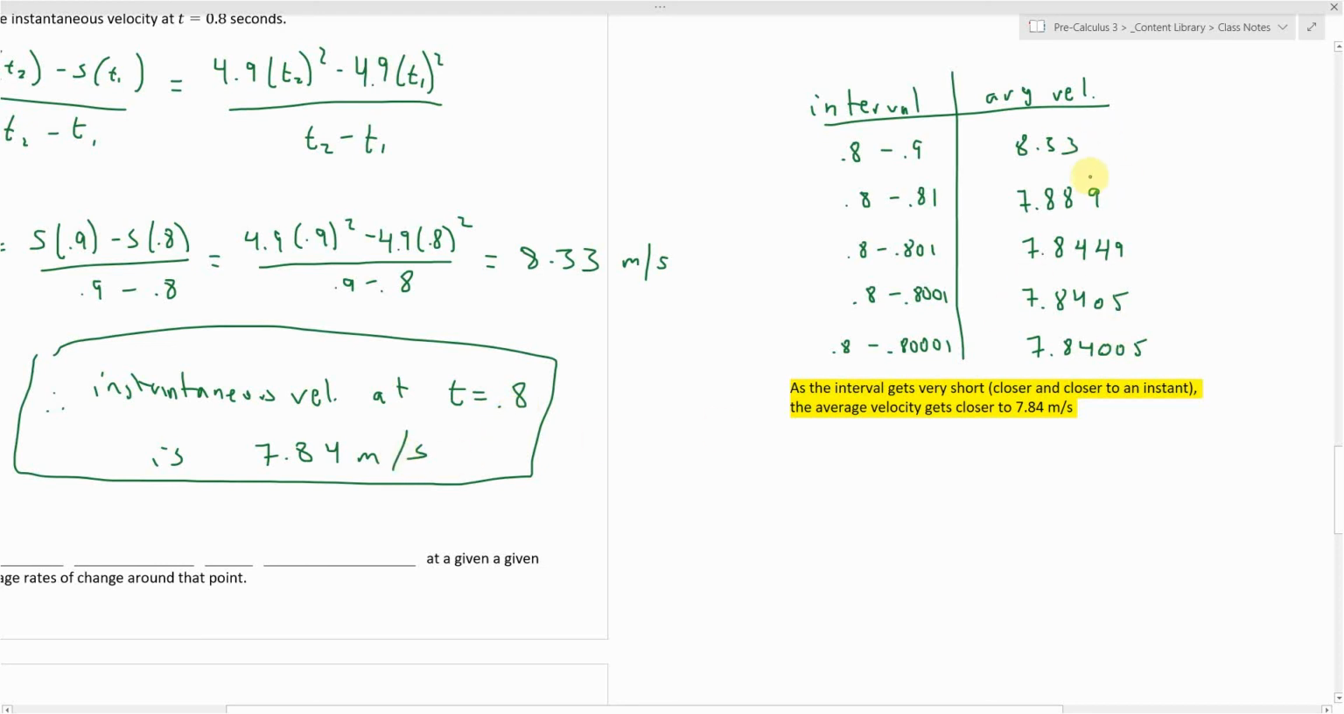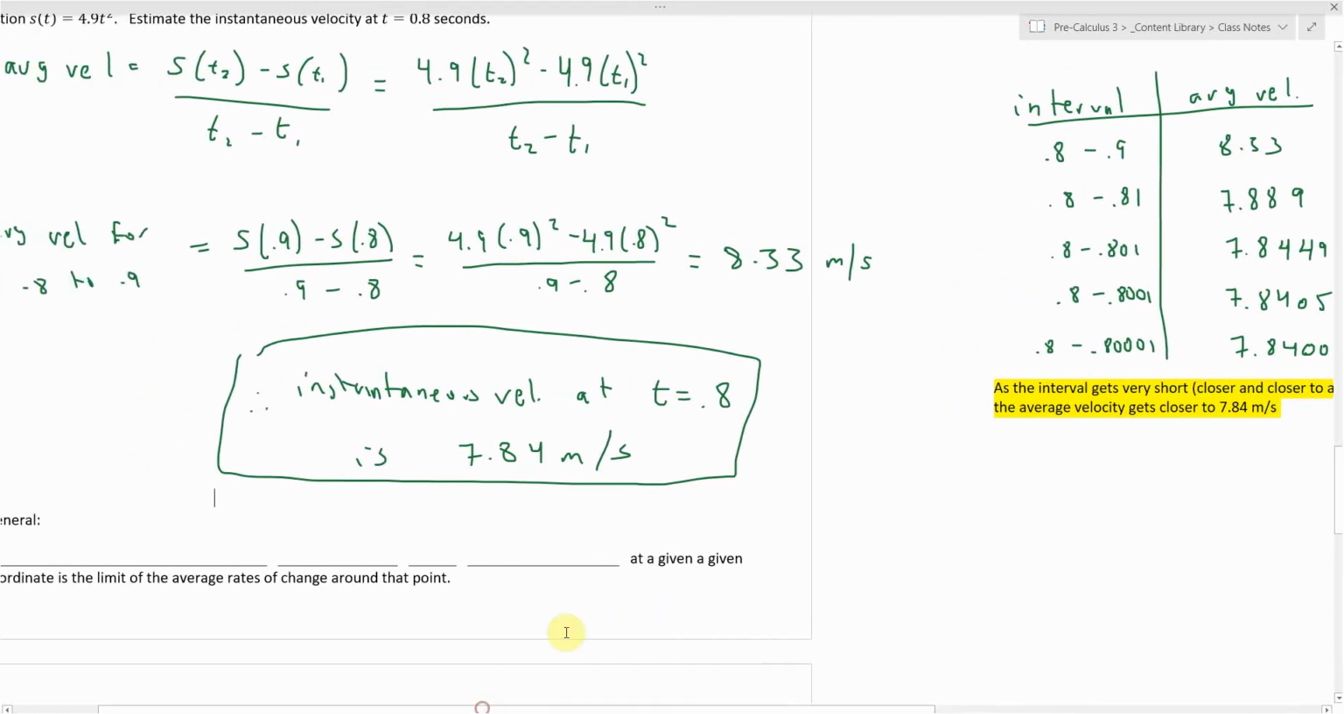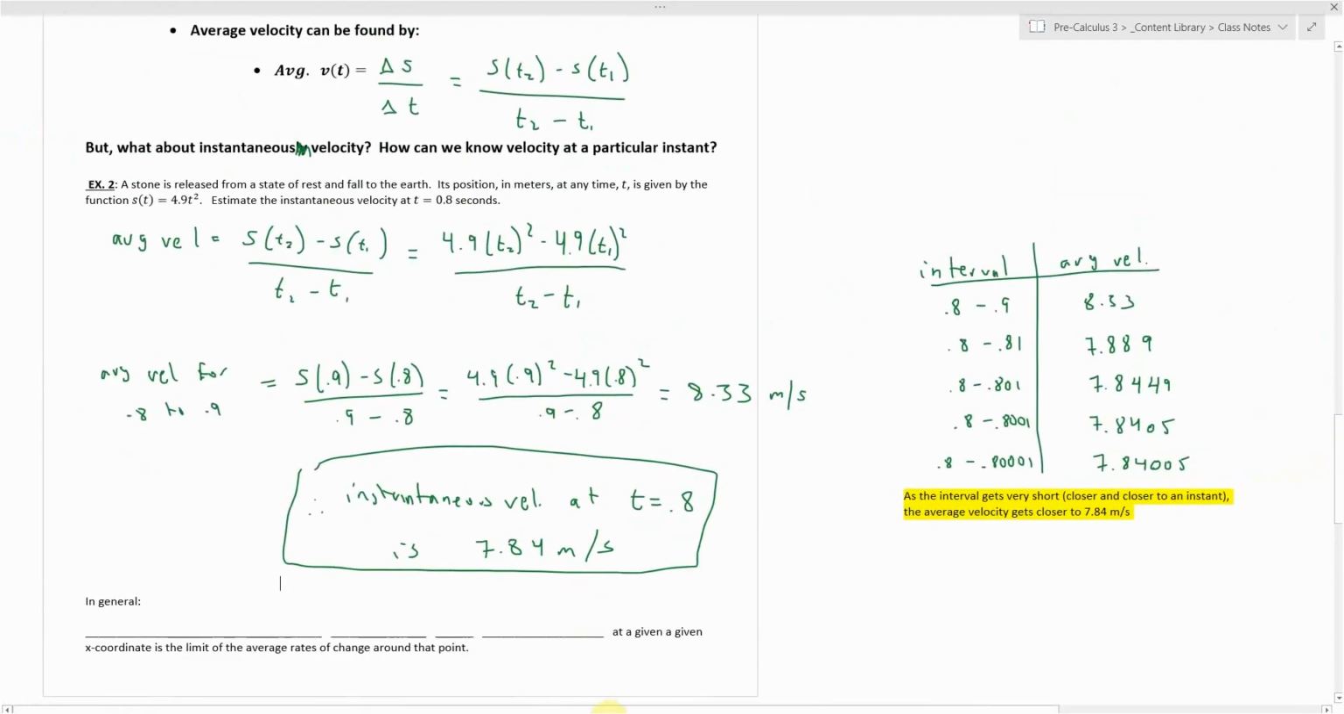The evidence is overwhelming that it's going to be getting closer and closer to 7.84, but that still is a big jump, and we won't get into the very thorough way of proving this in this chapter or even next year in the fall, but it is a well-established, well-proven concept, this idea of limits. But that's what we can say is the instantaneous velocity at 0.8 seconds after the stone was thrown will be 7.84 meters per second.